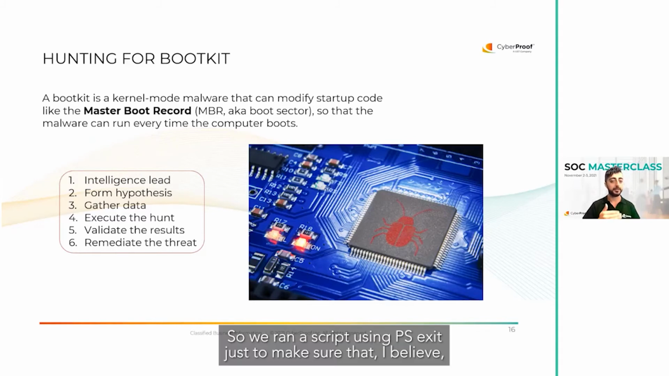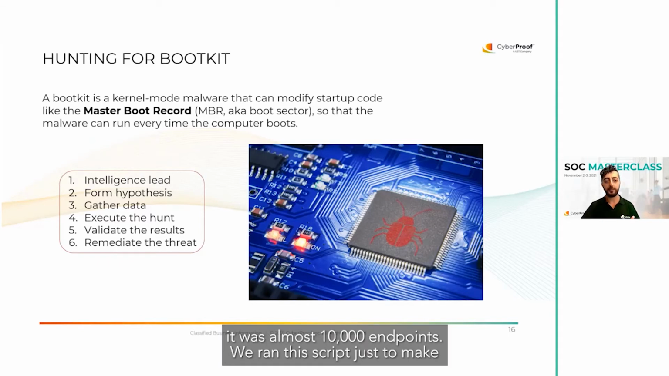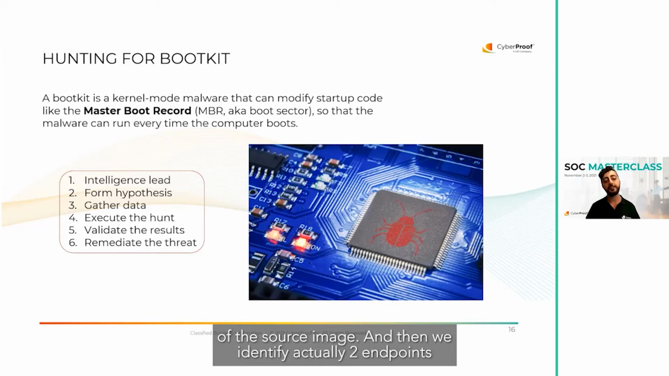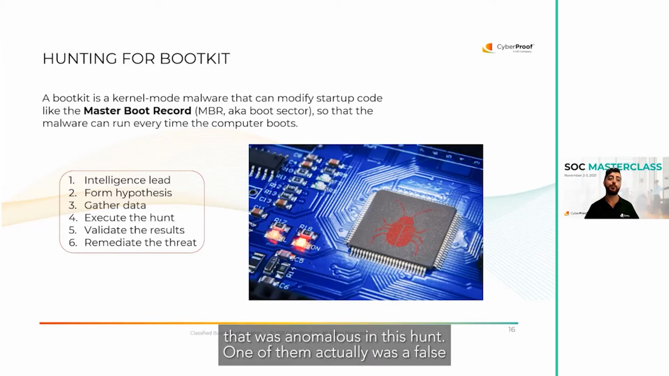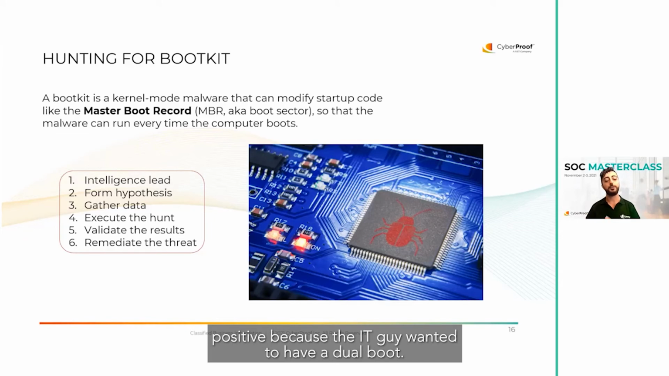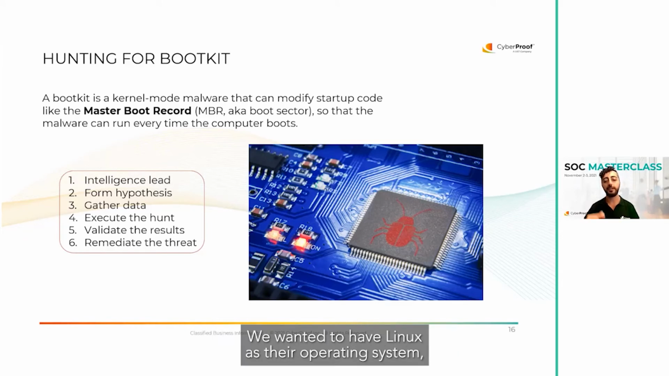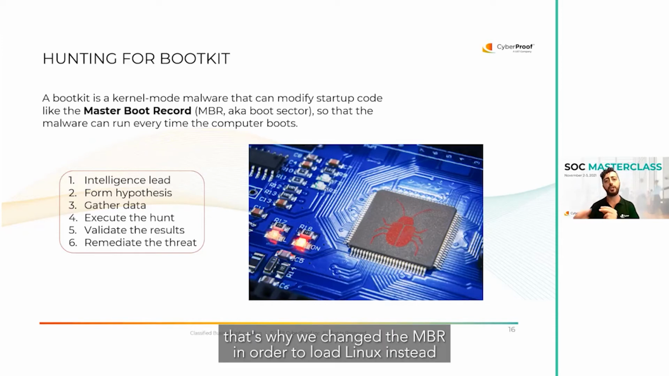So we ran a script using PsExec on, I believe, almost 10,000 endpoints. We ran this script just to make sure that all of the MBRs are correct and are a replica of the source image. And then we identified two endpoints that were anomalous in this hunt. One of them was a false positive because the IT guy wanted to have a dual boot. He wanted to have Linux as his operating system. That's why he changed the MBR in order to load Linux instead of Windows.